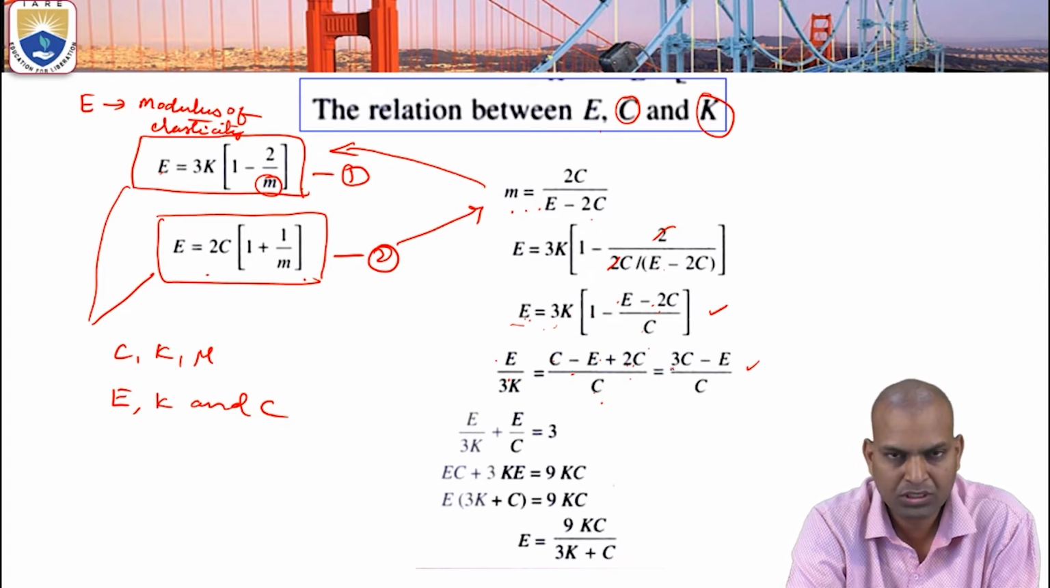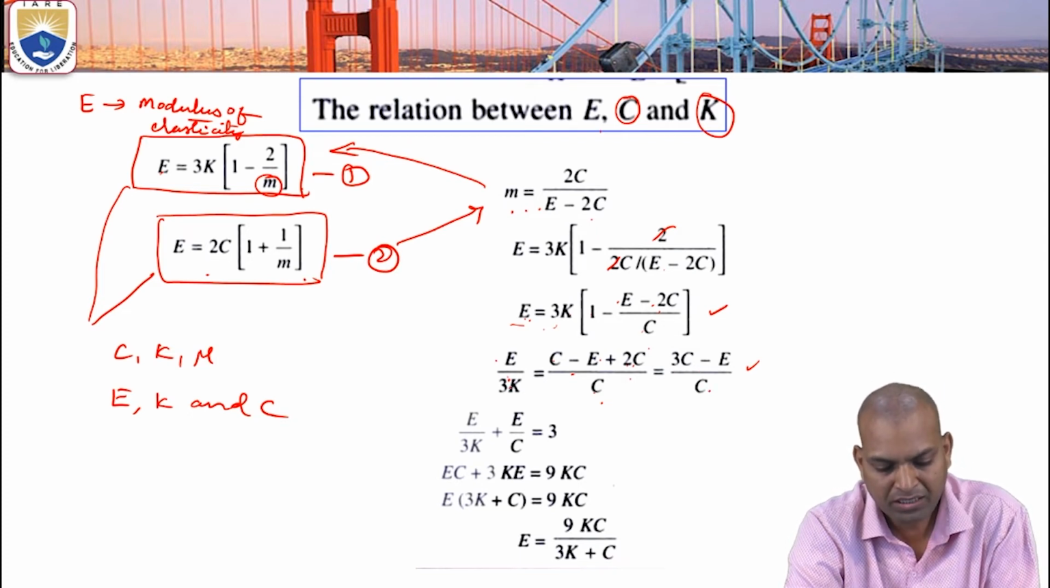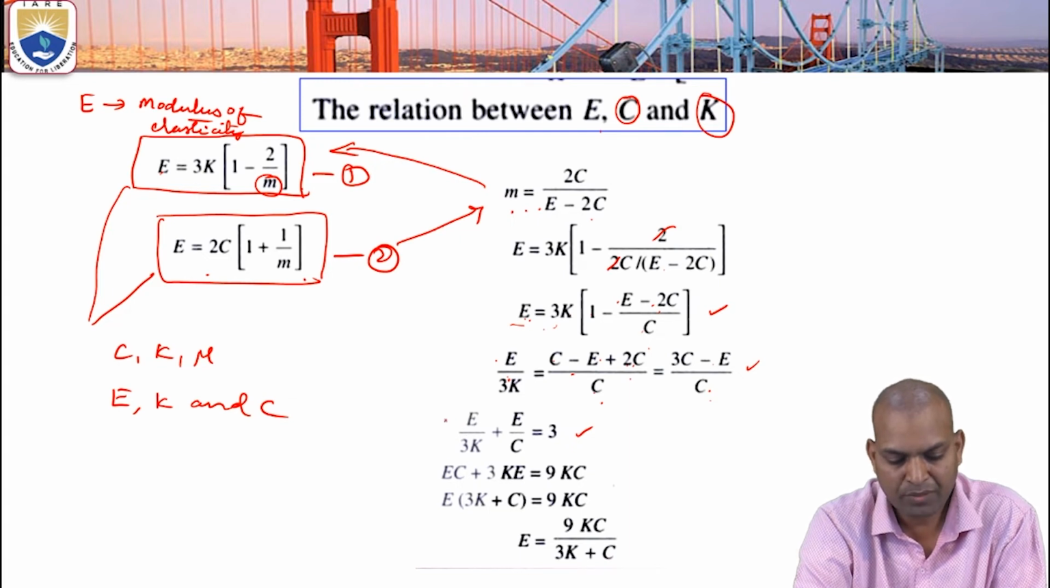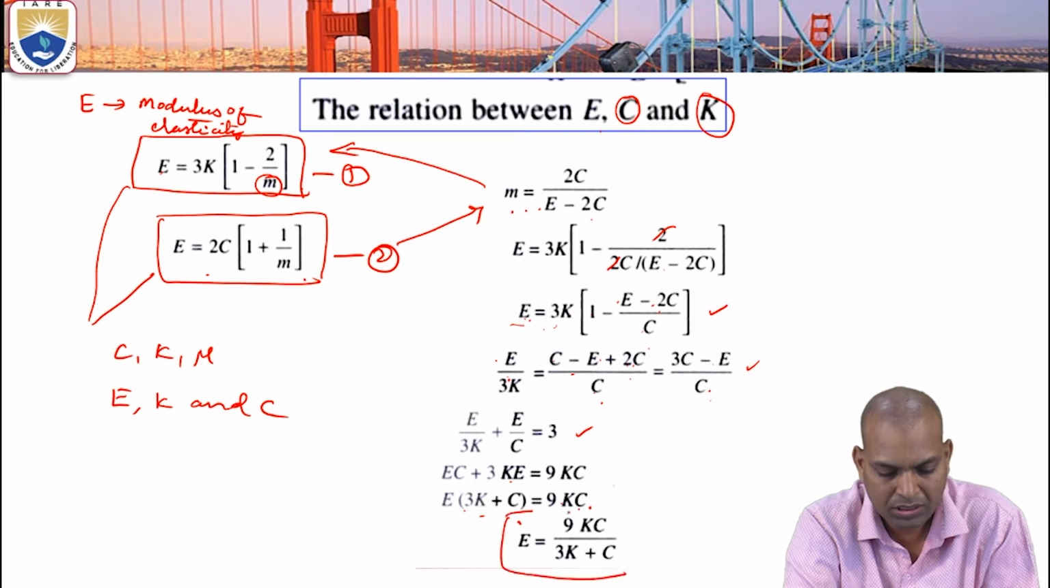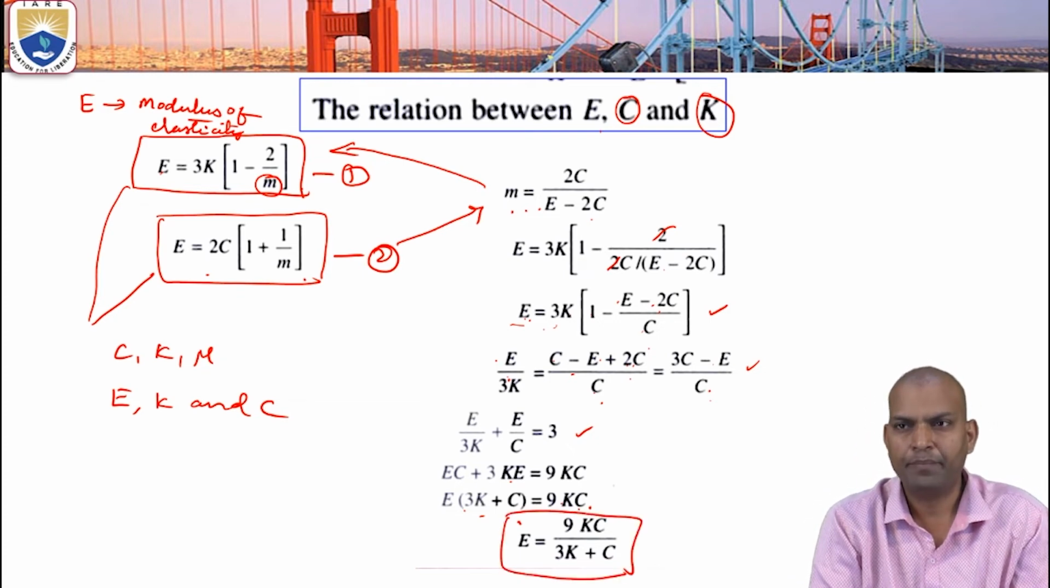E by 3K equal to 3C minus E by C. Then E by 3K equal to 3 minus E by C. If we send it to the left side, E by 3K plus E by C equal to 3. From this make E common: E times 1 by 3K plus 1 by C, that is EC plus 3KE equal to 9KC. E make it common, E times 3K plus C equal to 9KC. Then finally E equal to 9KC by 3K plus C. So this is the relationship between E, K and C, the E-K-C relation.